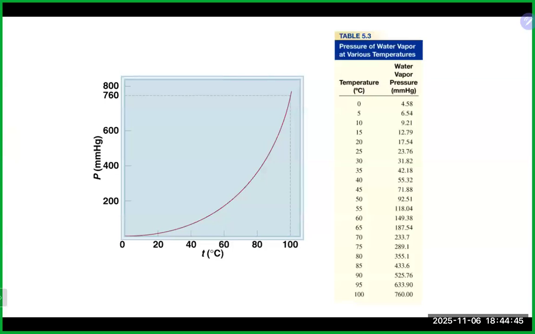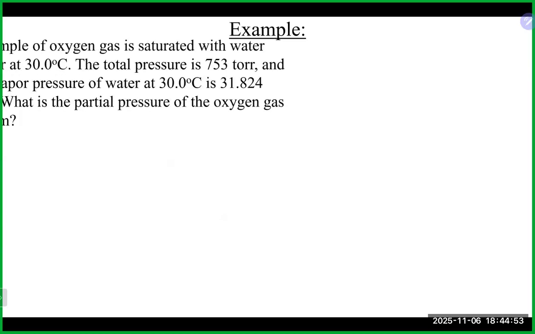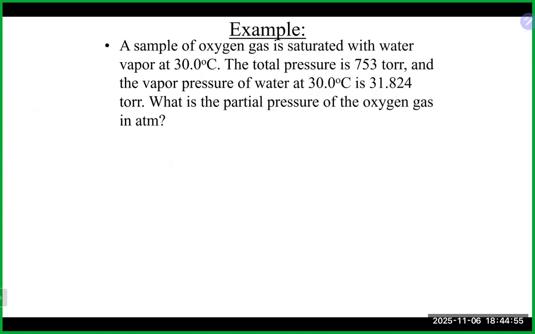And here is an example of a vapor pressure of water table. And again, you have one in your book. And it's usually, again, like I said, based off of temperature. So let's take a look at an example here. We have a sample of oxygen gas saturated with water vapor at 30 degrees Celsius. If the total pressure is 753 torr, the vapor pressure of water at 30 degrees is 31.824 torr. What is the partial pressure of the oxygen gas in atmospheres? So take a few moments there and calculate it.